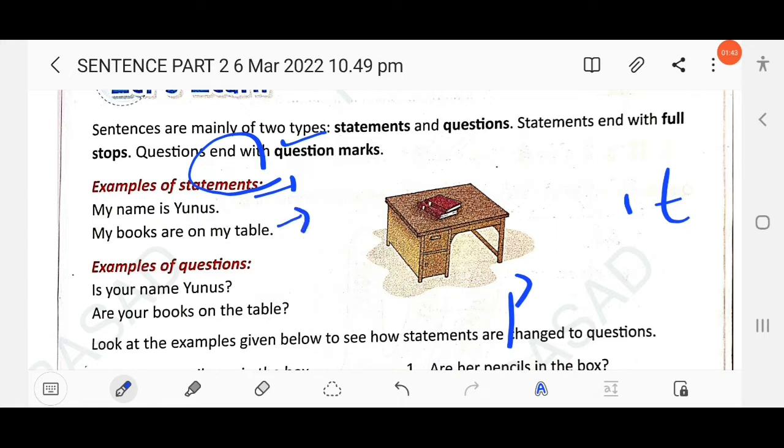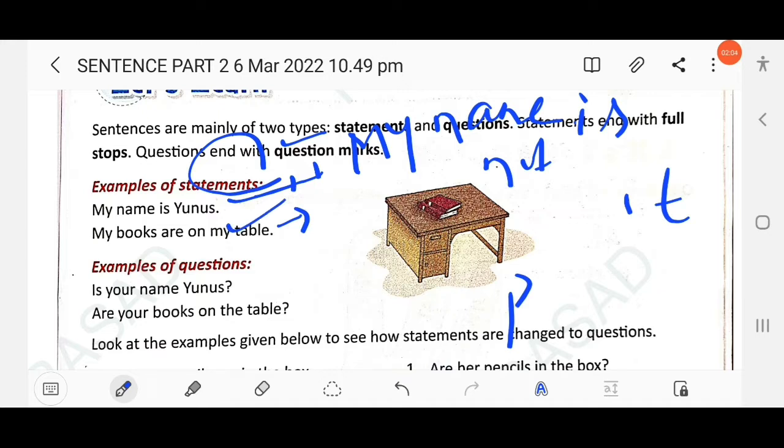Statements are of two types, positive statements and negative statements. First, my name is Yunus is a positive statement, and its negative statement will be: my name is not Yunus. Similarly, my books are on my table is a positive statement, and its negative will be: my books are not on my table.